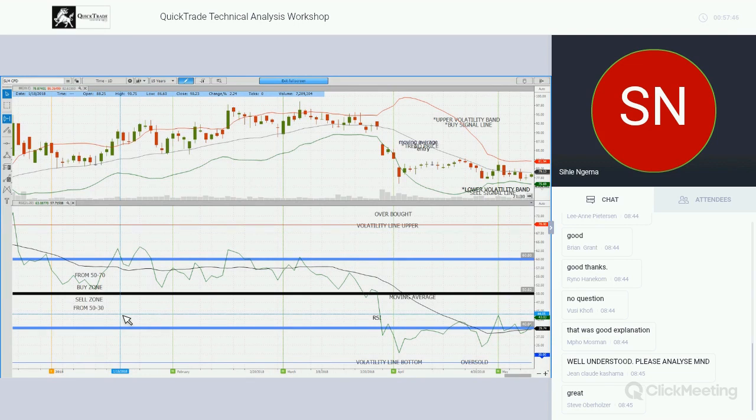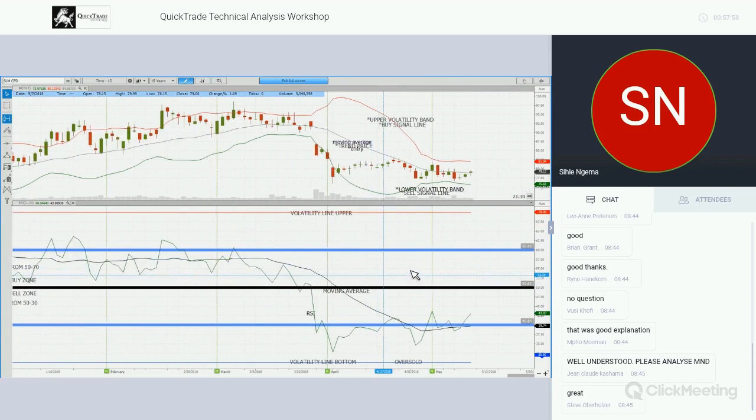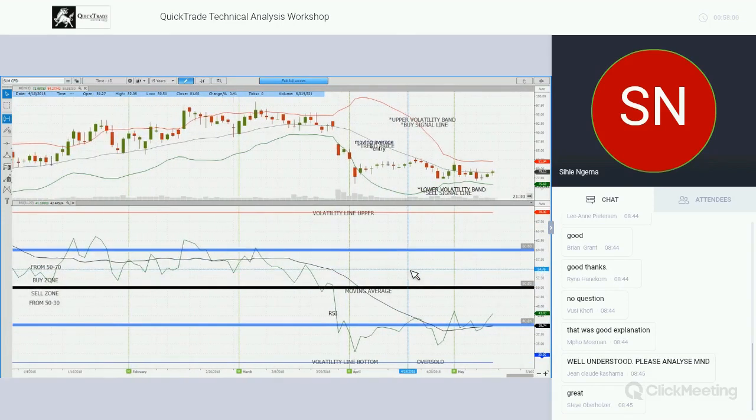Now from 50 going towards 70, that is the beginning of our buying going towards the share being overbought. So that is basically the description of our RSI indicator and the different zones of knowing exactly where the buying starts, where the selling starts, up until the share gets overbought or up until the share gets oversold. Now, from this particular instance, again, what really happens is what?